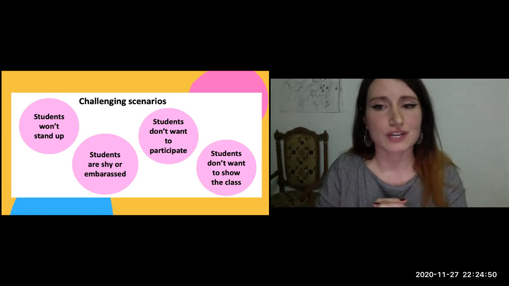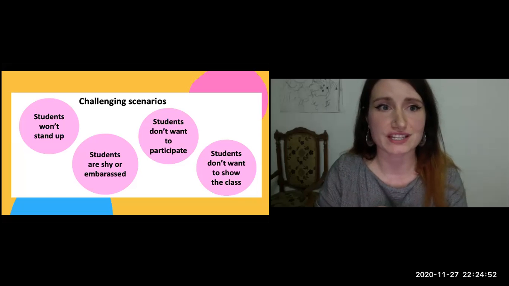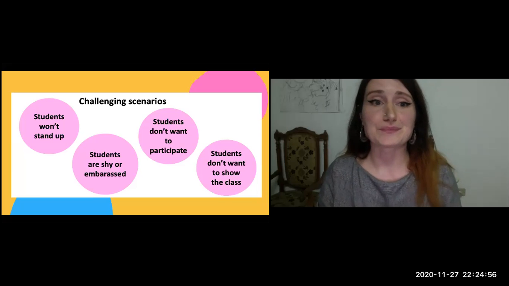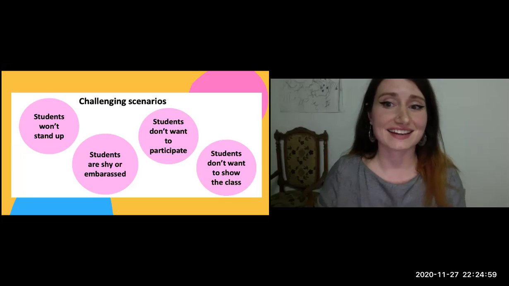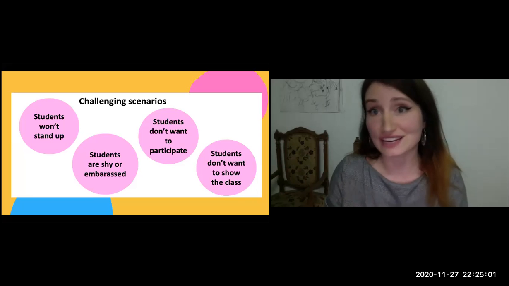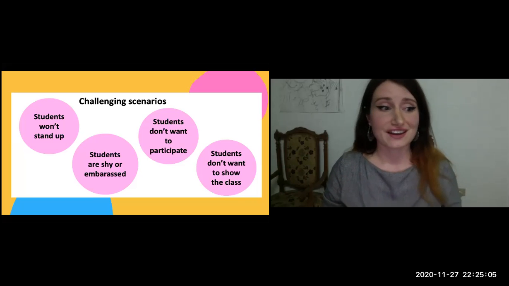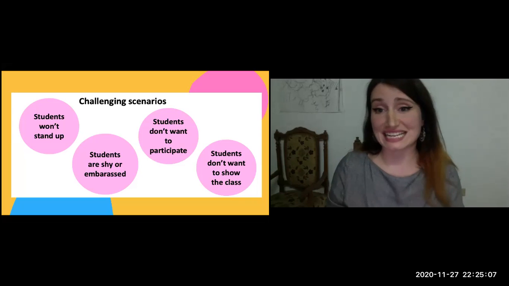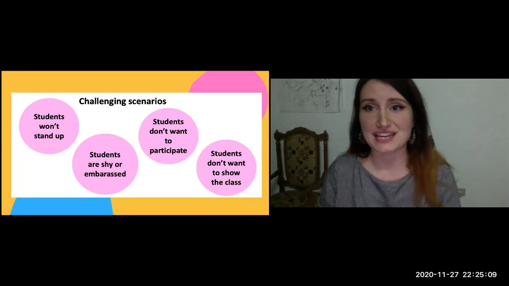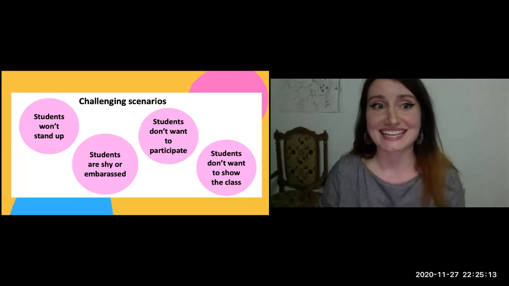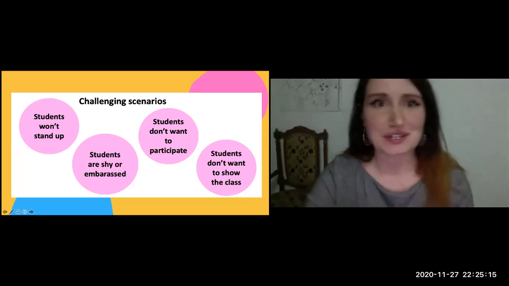And then the last one, students don't want to show the work to the class. That is absolutely fine. It doesn't matter. Ideally, it would be lovely for them to do that, but it's not essential. Drama is not about having to perform, particularly in this context. It's almost about them being able to play and explore and experiment.